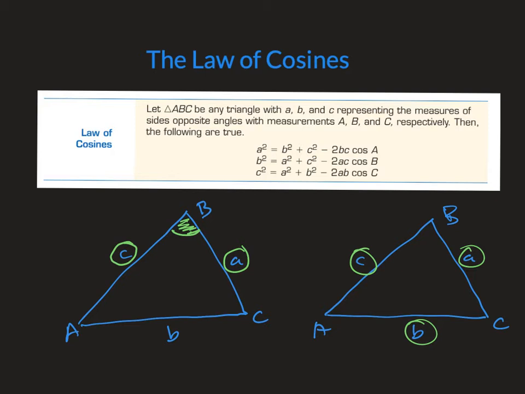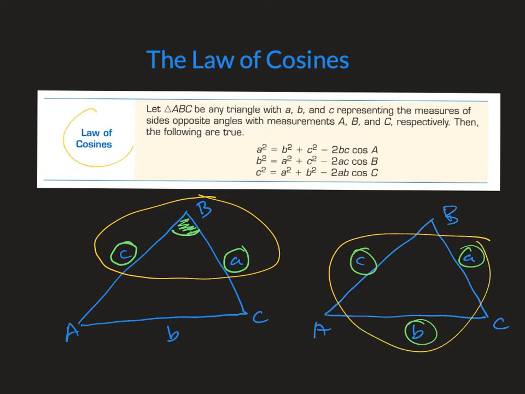So for either of these situations, when you know two sides and the included angle, or when you know all three sides, then you want to use the law of cosines. And there are three forms of law of cosines because the letters might be switched up, but the law is really the same. It's essentially something like the Pythagorean theorem with this extra minus 2bc cosine A on the end.